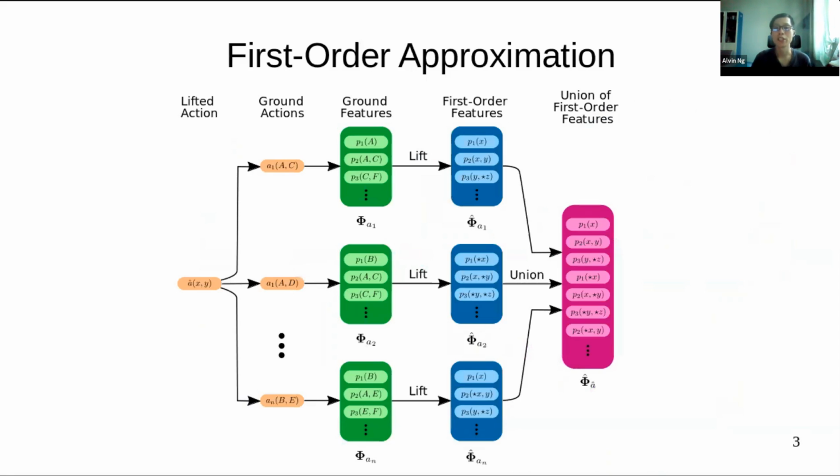Next, we describe the initialization of the set of first-order features for a lifted action A hat. First, we lift the ground features for the ground action of A hat. The ground features are the state fluents and their negation. We replace objects in the features with bound variables if they are in the arguments of the ground action. Otherwise, they are replaced with free variables denoted by the star symbol. We then take the union of these lifted features as the first-order features for A hat.